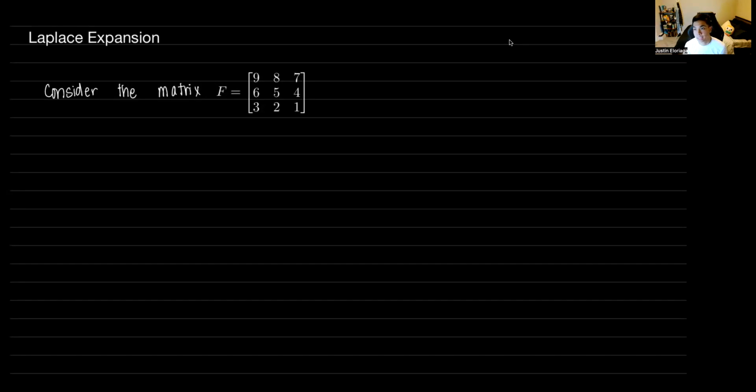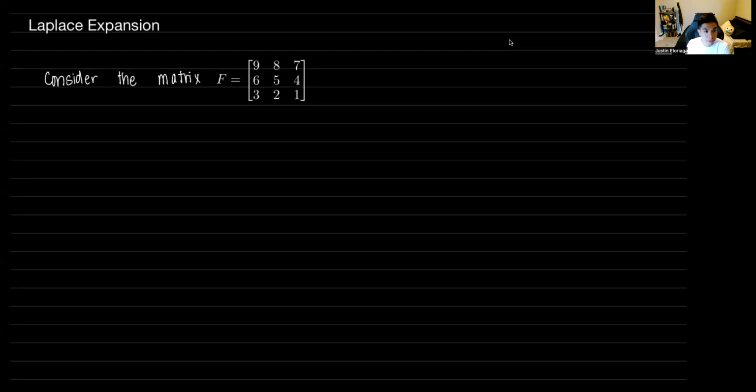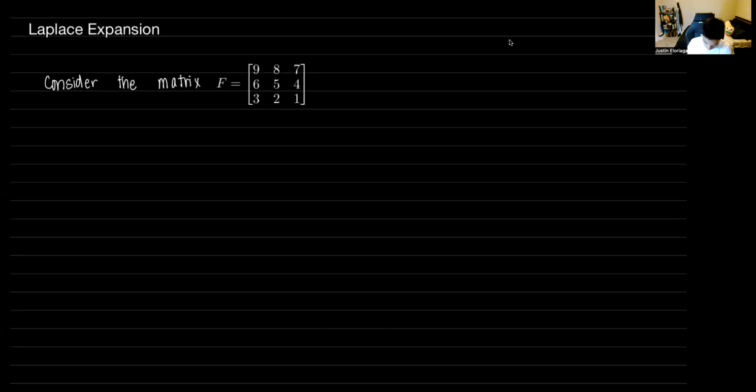Laplace expansion is a method by which we can determine the determinant of any square matrix, whatever the dimension of that square matrix ends up being. Consider this example. We have here matrix F, and it is clearly a square matrix with 3 rows and 3 columns. We have a 3 by 3 matrix. We'll go through the steps in Laplace expansion slowly for us to be able to get the concept fully.